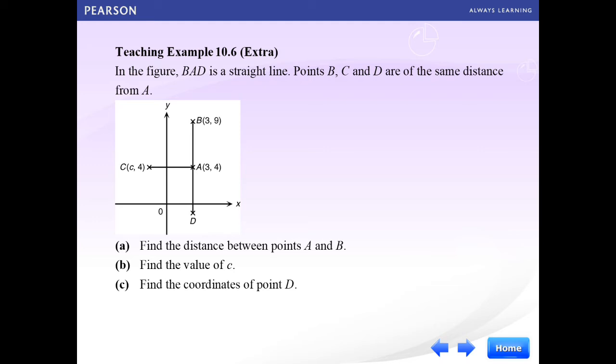Of course, one question is not enough, so we'll have another one. Teaching example 10.6 extra. This time, in the figure, BAD is a straight line, and also you found that points B, C, and D are of the same distance from A. It will be useful later. Let's have a check on the parts. Part A, find the distance between points A and B. Part B, find the value of c. Part C, find the coordinates of point D.